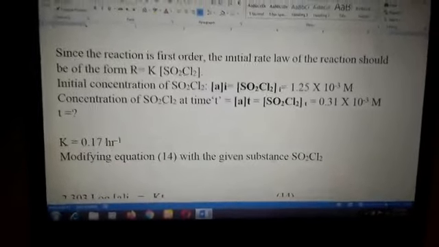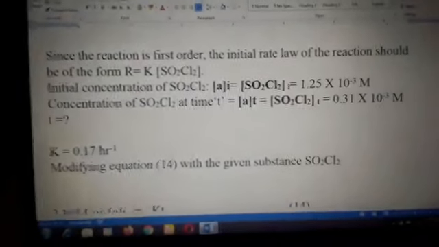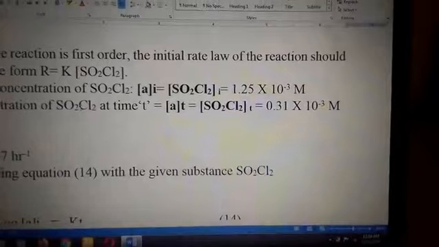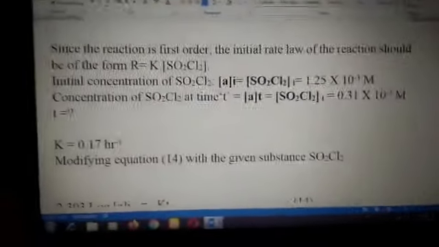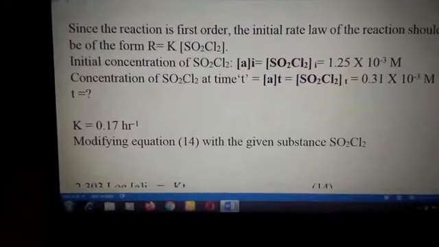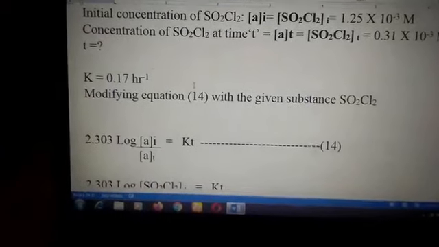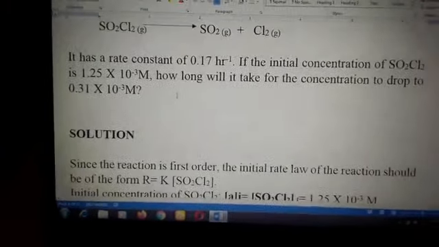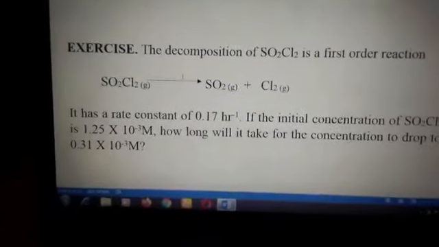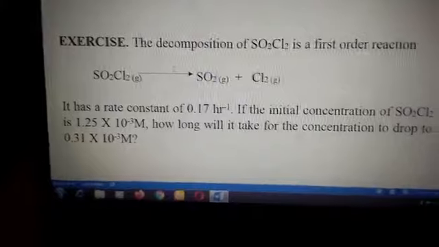So this question is more like the first one we solved. Looking for time: how long does it take the concentration to drop from 1.25 × 10^-3 to 0.31 × 10^-3? We're looking for time, and the rate constant is given to us as 0.17 per hour. So all these values are given in the equation. You look at the equation again; after the equation, you see it has a rate constant of 0.17 per hour.